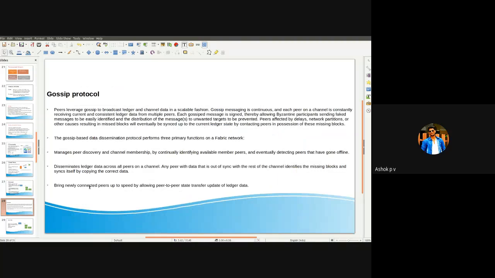As I told you, it's the gossip protocol where each and every message is nothing but a transaction, where a channel is constantly receiving current and consistent ledger data from multiple peers. Each gossip message that we send is signed. Therefore, it removes the fake kinds of users that could otherwise get into this network.